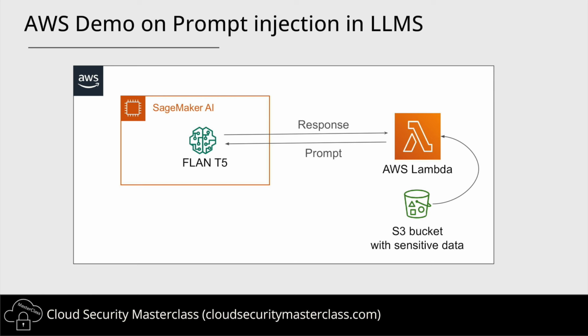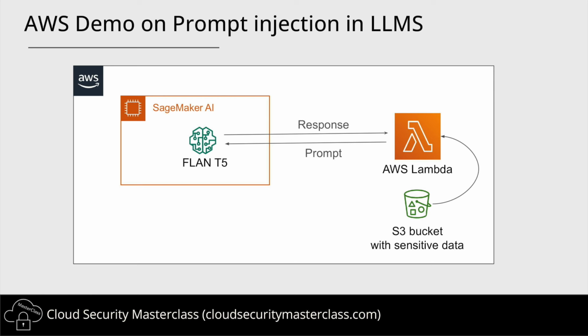Now that we understand what prompt injection is and why it's such a critical issue, let's shift gears to the hands-on part of this session. Here's what we're going to do. First, we'll deploy a text-to-text generative AI model on AWS SageMaker. This involves setting up a SageMaker domain and deploying a model endpoint. For this demo, we'll use the FLAN T5 model from Hugging Face.